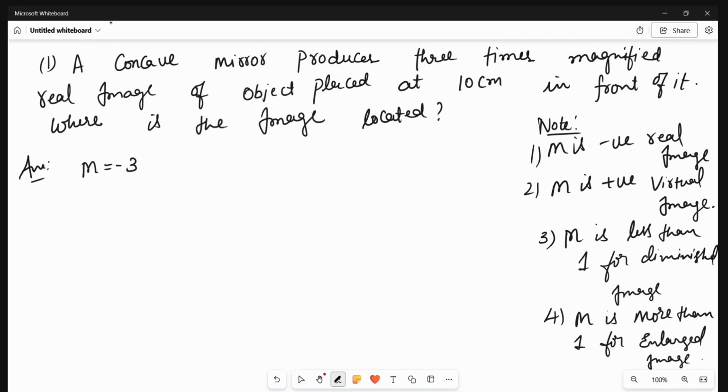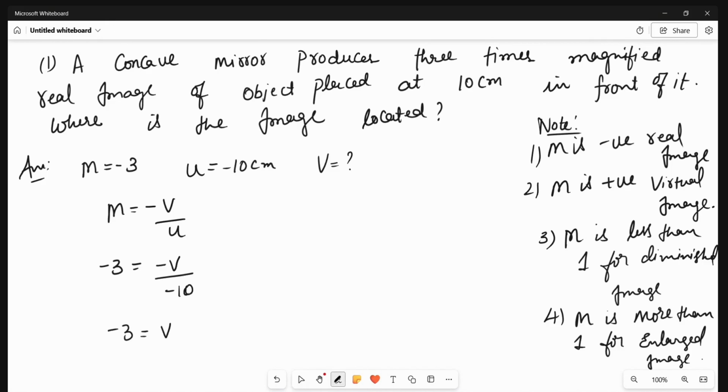Okay. Now they have given M is equal to -3 and object distance they have given 10, that is -10 centimeter. So where is the image located? So we have to find the V. M is equal to -V by U. This is the formula what we have. So M it is -3, that is equal to -V by -10. Minus by minus is plus, -3 is V by 10, or V is equal to -30 centimeter.